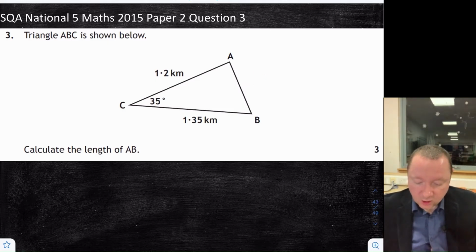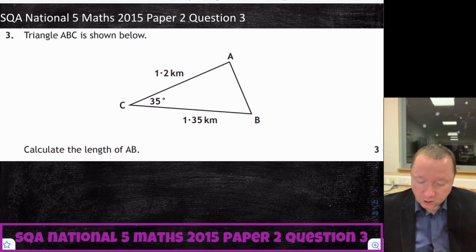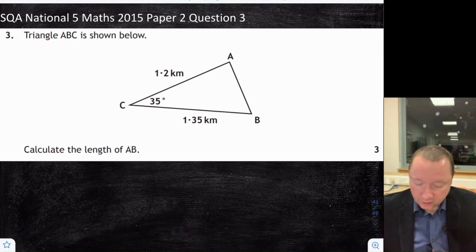So let's have a look at this. National 5 Maths 2015 paper 2 question 3 says, triangle ABC is shown, calculate the length of AB, so I have to calculate this length here.